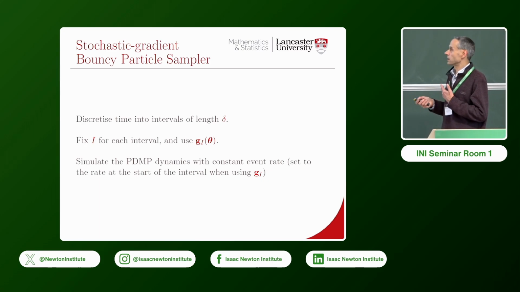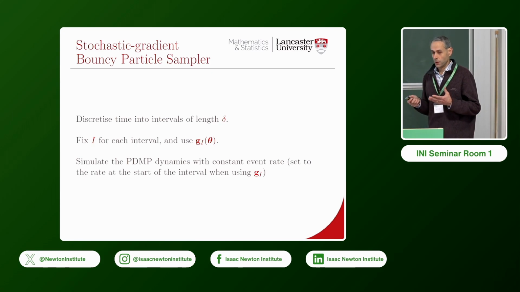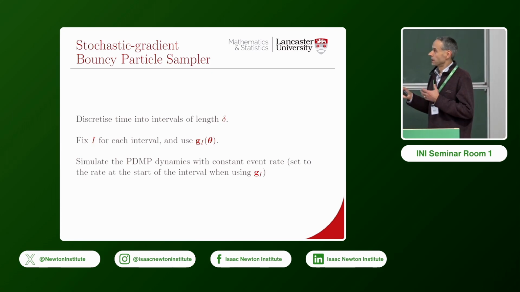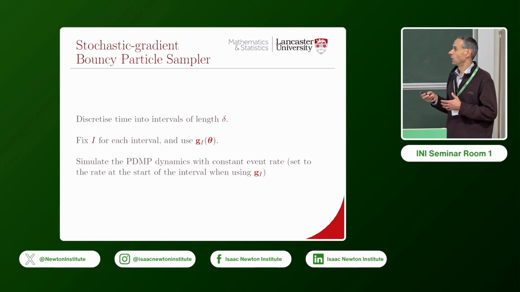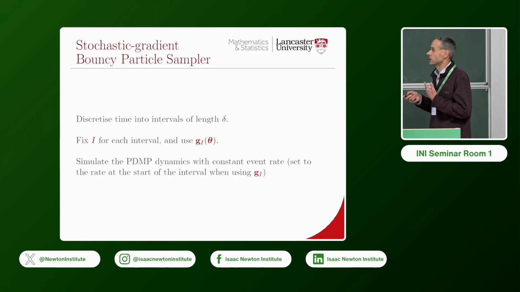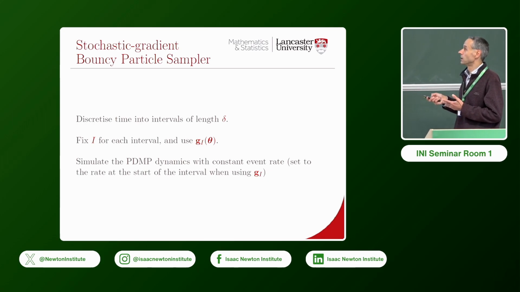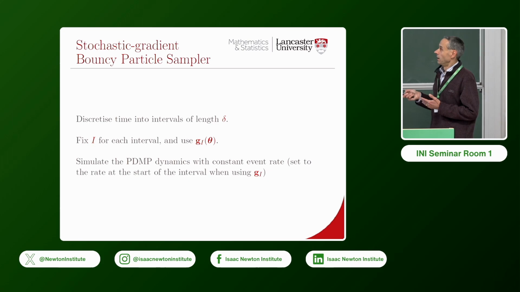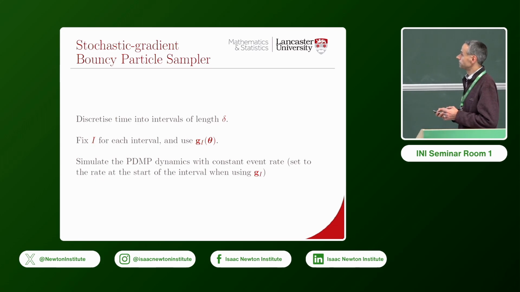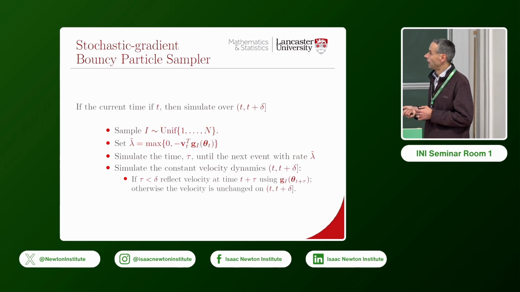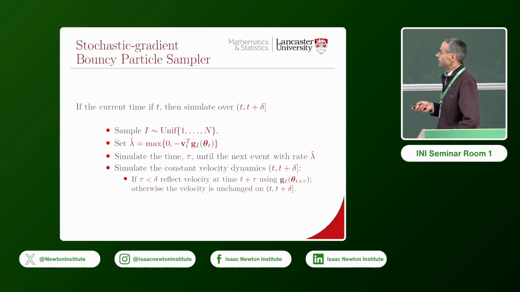The way we're going to do this for the bounded particle sampler with subsampling is we're going to decide which data point we're going to use for this interval a priori. Then we're not going to worry about how the rate changes over the interval. We're just going to look at the instantaneous rate of an event, given our current state and this estimate of the gradient, and we're just going to fix that rate over the time interval. And so this gives you this algorithm.